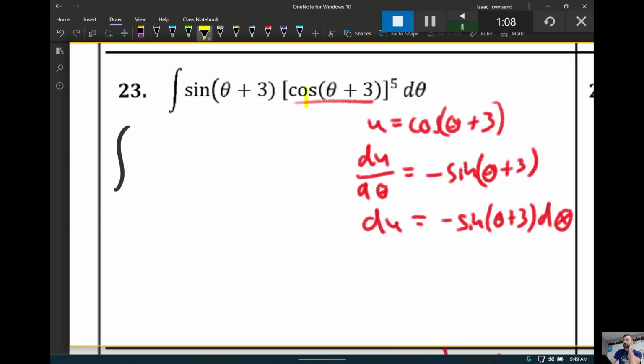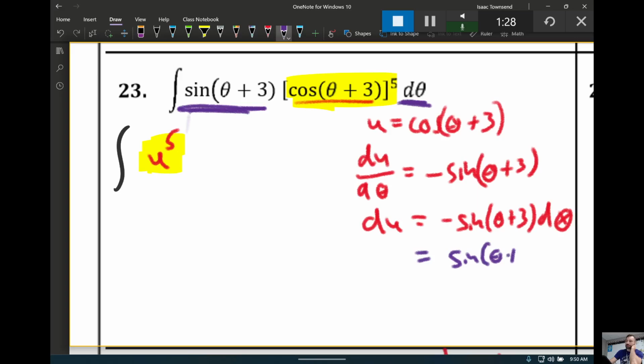So in place of all of this mess that I highlighted, that's equivalent to u to the fifth. That's what I'm calling u, and it's to the fifth power. And then the other step that we have to replace is sine of theta plus 3 d theta. Right now, I don't know what sine of theta plus 3 d theta is. I knew what negative of that stuff was. But multiply this by negative, multiply the other side by negative to keep your equation balanced. So I need to do a negative du to substitute for that stuff. This is the chain rule step.